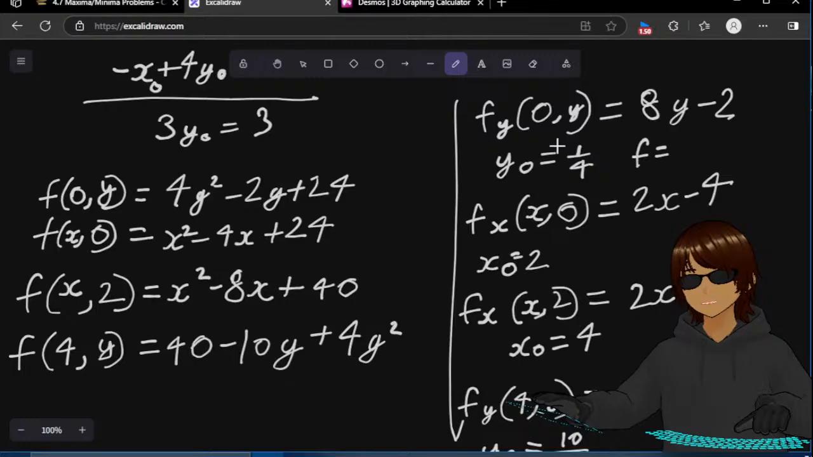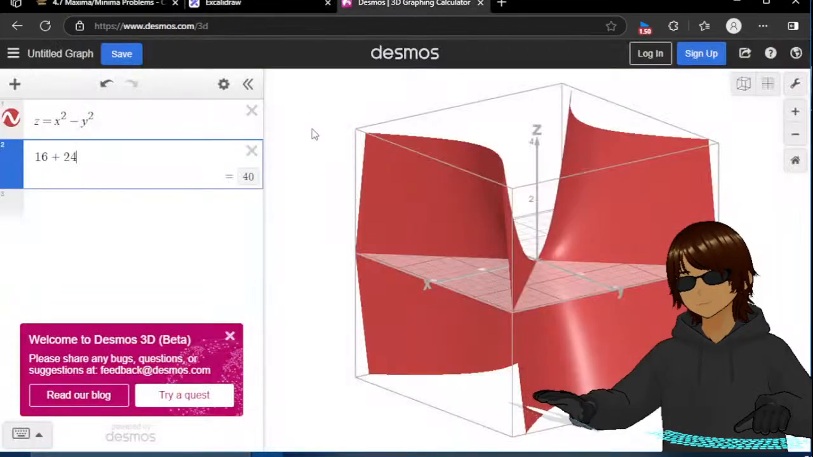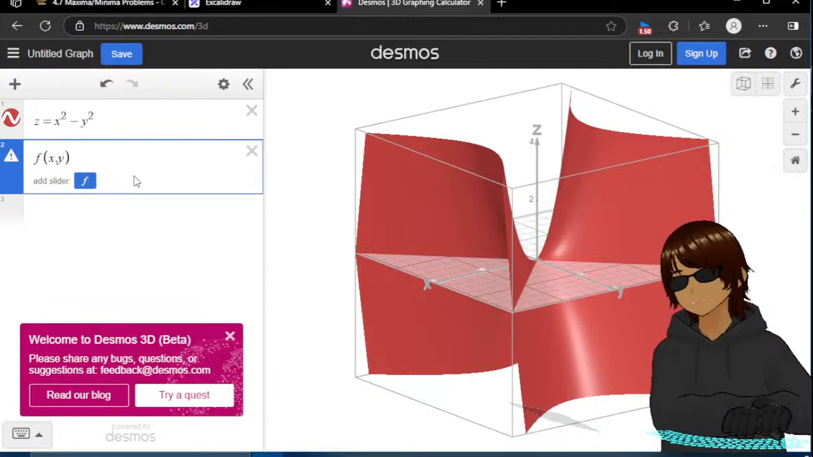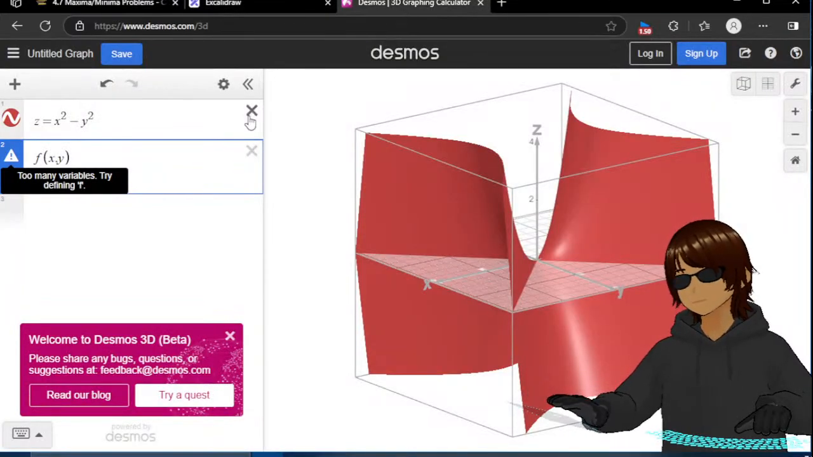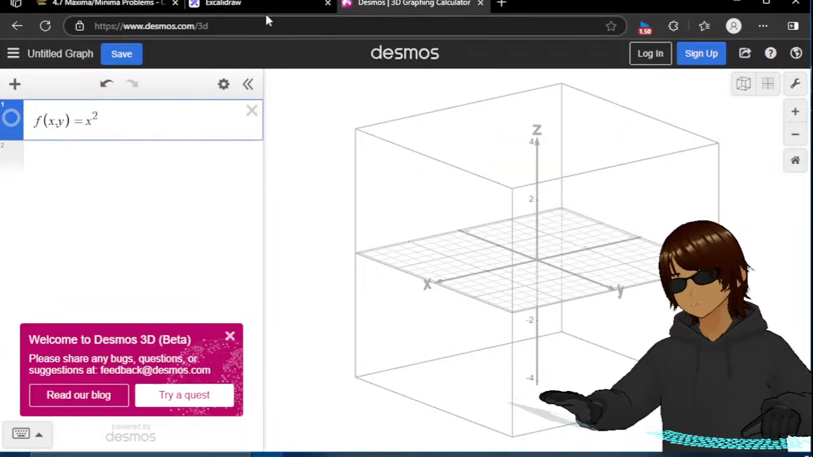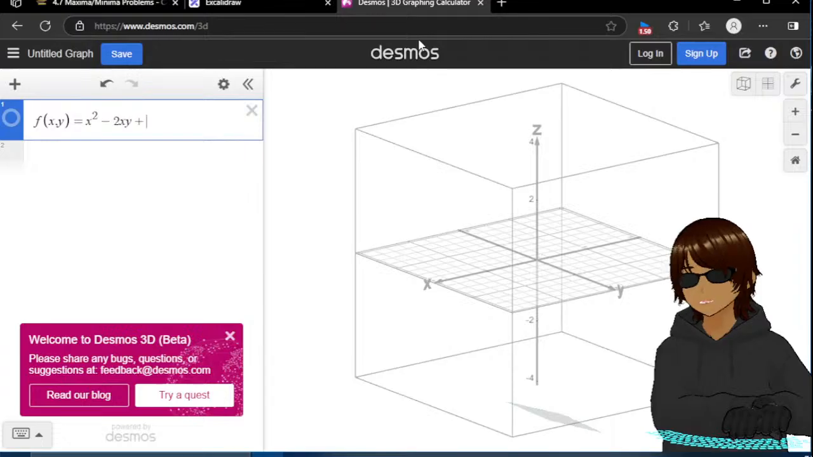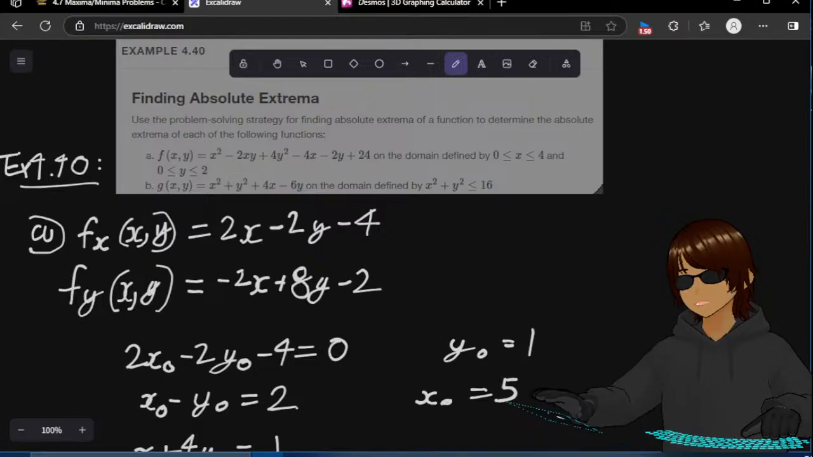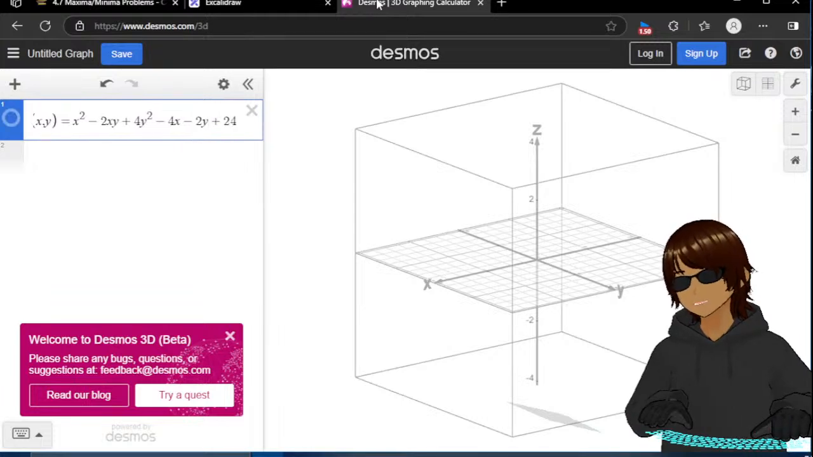Okay, wait, hold on. I'll just use a calculator. f of x, y is equal to x squared, remove this. Is equal to x squared minus 2x plus 4y, minus 2xy plus 4y squared. Is this correct? Minus 4x, minus 2y plus 24. Is this correct?